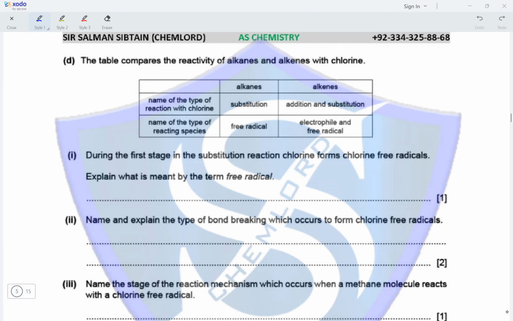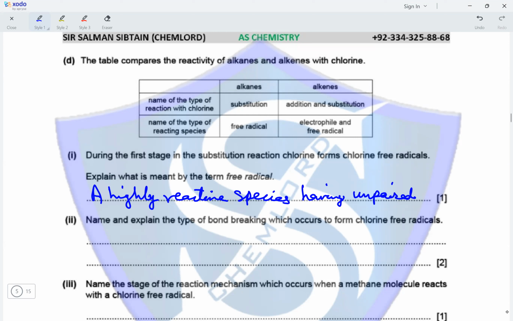Explain what is meant by the term free radical. So free radical is a highly reactive species having unpaired electrons.